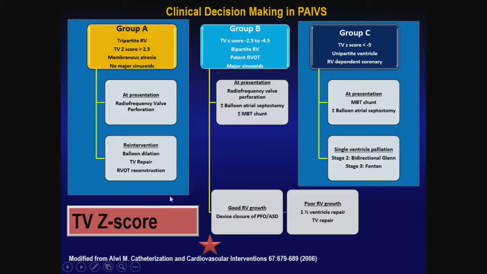So tricuspid valve Z-score. In the intermediate range, you may or may not open the pulmonary valve based on cath findings. And here, they may go down a 1.5 ventricle repair. You have to do stenting, BT shunt to tide over the crisis, and then go for a 1.5 ventricle repair later. So tricuspid valve Z-score less than -5, more than 2.5, and in between.